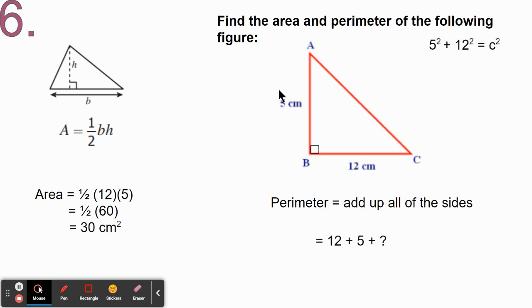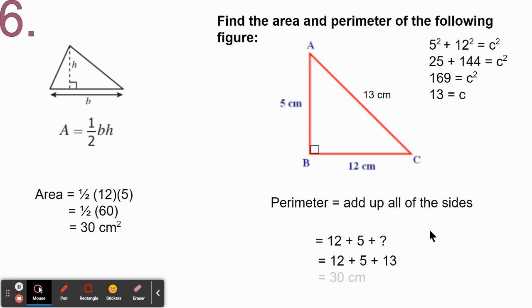So let's find that. So 5 squared, A, plus 12 squared, B, is equal to our hypotenuse squared. 5 squared is 25. 12 squared is 144, is equal to C squared. Let's add 25 and 144. We get 169 is C squared, square root both sides, and we get C is equal to 13. So this missing side length here is 13 centimeters. Okay, now we have all the pieces. Let's go ahead and find that. So 12 plus 5 plus 13 is 30 centimeters.